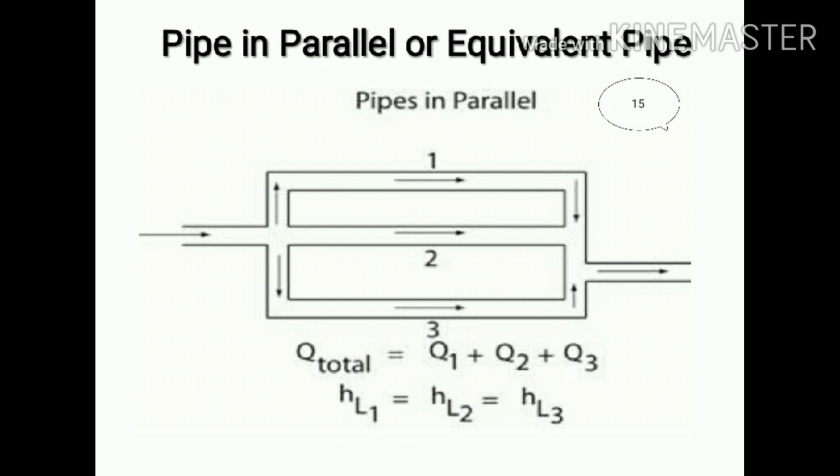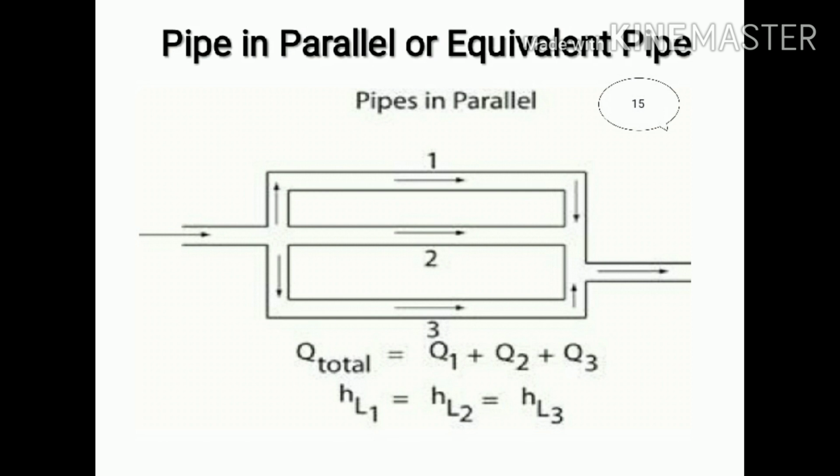So the discharge is not the same through all the pipes. You can see the formula written over there, that Q total is equal to the addition of all the pipes. So if 4 pipes are there, then it is Q1 plus Q2 plus Q3 plus Q4. But there is a little change here: the head loss due to friction is the same for all the pipes, so you don't need to calculate it individually if it is given for only one pipe.